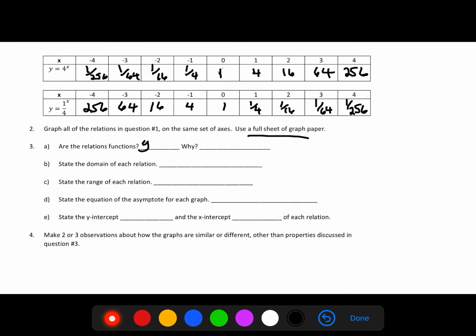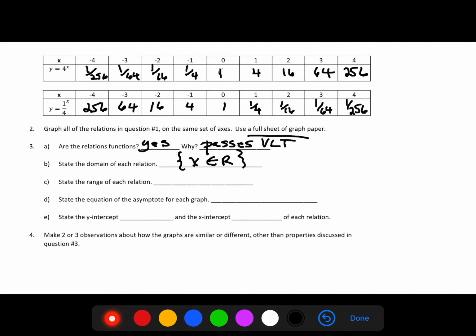So looking at that graph, we're going to take a look at, are the relations functions? Yes, they are. And the reason for that is because there are no repeating y values. And we can tell that from our graph because it passes our vertical line test. If we take a vertical line all across those x values, our graph never passes that vertical line more than once.